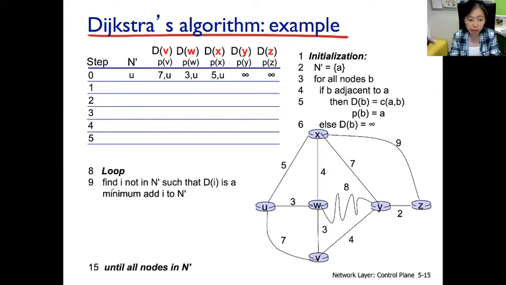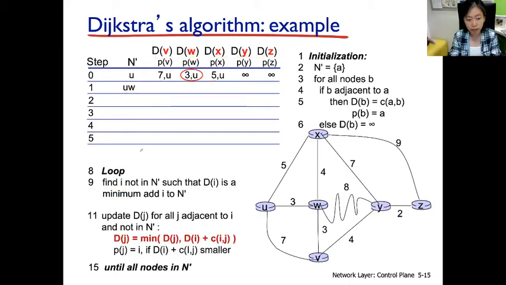First thing we do in the looping phase is what? To find the I that is not yet in M prime such that the shortest distance to I is the minimum, and we add that I to M prime. So let's go over the D of I: 7, 3, 5, infinite, infinite. Which one is the minimum? Yeah, 3 here is the minimum. Therefore, I is W this time, and we include I into the M prime set. Next, we see U and W both in the M prime set.